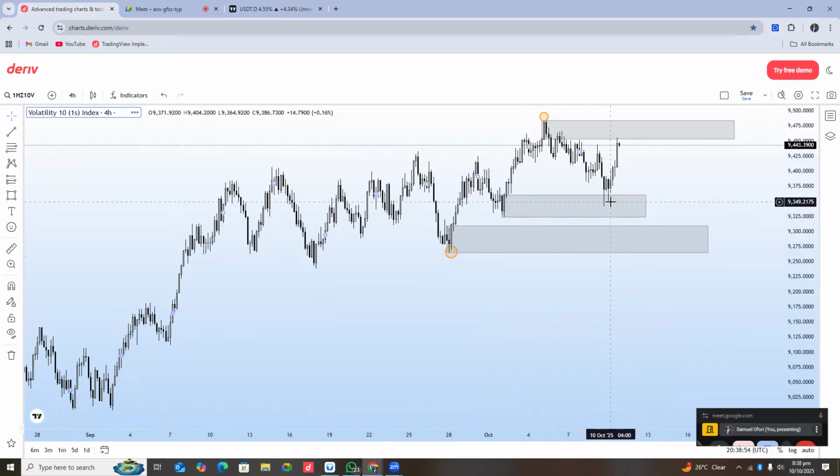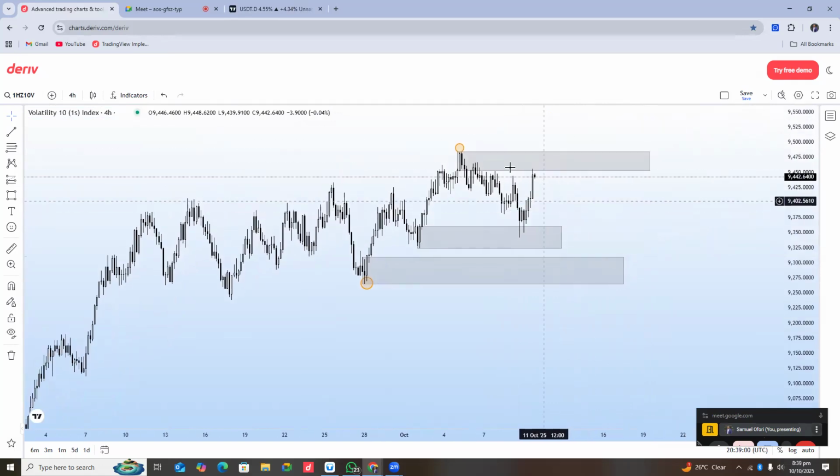So I chose to enter from here instead of waiting for price down here. But this is the thing, because we have this OB a little bit closer to the levels, price may decide to come back down to test this before the actual move will happen. But this is where I caught the buy. And as it stands, I'm still holding the trade.